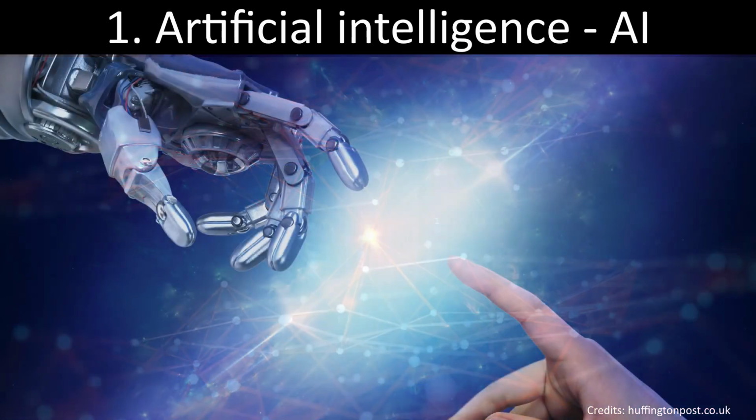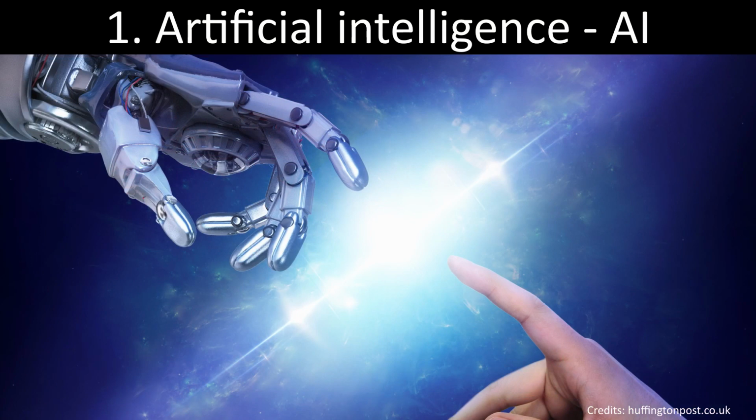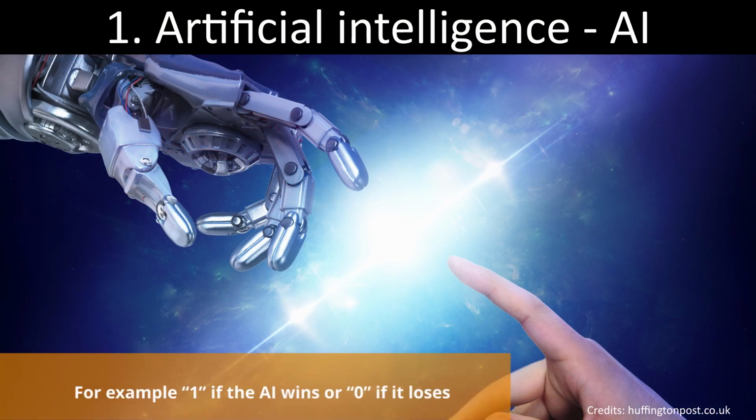The goal could be easily expressed in binary, for example 1 if the AI wins, or 0 if it loses. Or in a more complex way, for example, do an action which is mathematically similar to the ones that succeeded in the past.